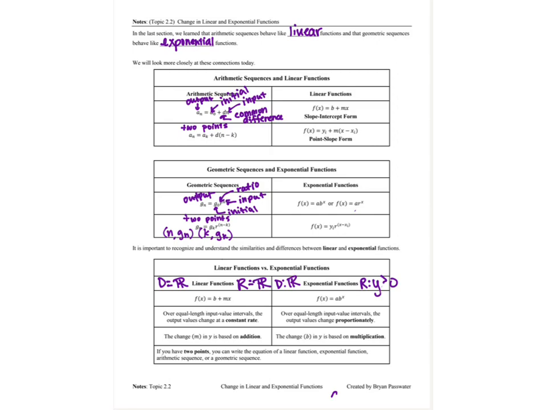Okay, another thing for linear functions. Over equal length input values, output values change at a constant rate. That's how you're going to know. You're going to see that if they're adding or subtracting by the same number every time in the table. For exponential functions, they change proportionally. It's not at a constant rate adding and subtracting, but if you were to divide, you would see the same number every time. So you're going to see that based on multiplication. Does that make sense? Okay. If you have 2 points, you can write a linear expression and you can write a geometric expression. Ready to go on?